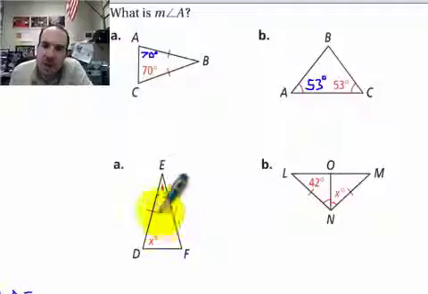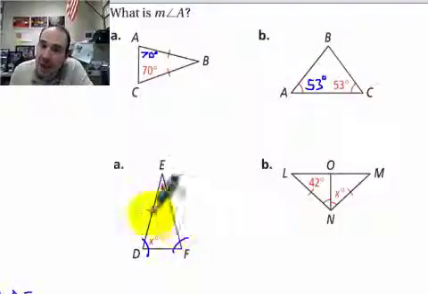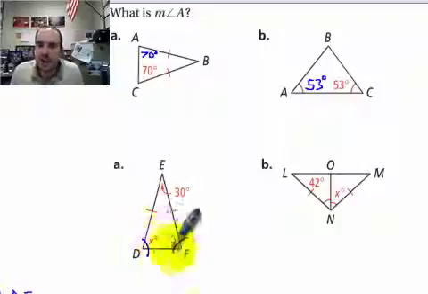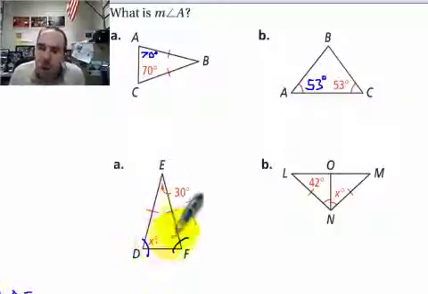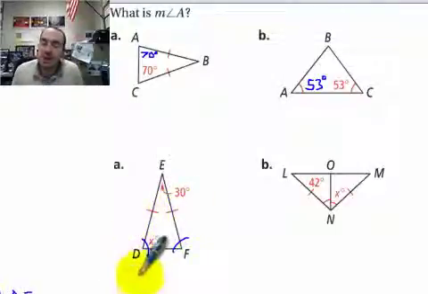The next one, I have a 30-degree angle here. Now, because I am told these two sides are the same, that means these two angles are the same. Now, you can't assume that unless you know the sides are the same, because some people would have looked at this and said, oh, these angles look the same. But we can only know that they are because the sides were marked as being the same. They were congruent.